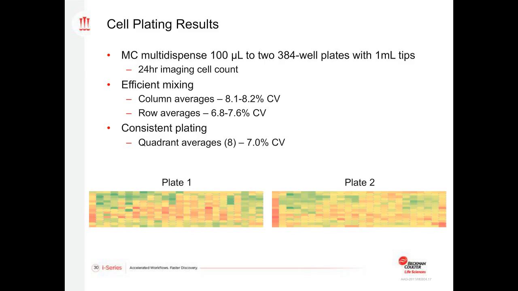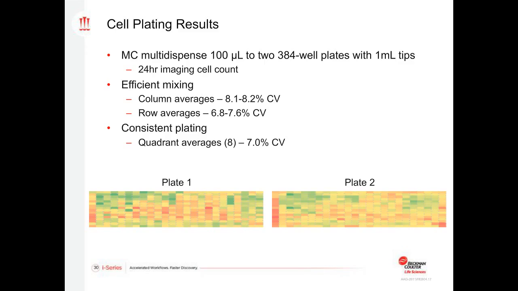We then looked to see, did we get consistent distribution of the cells across the plates? So essentially, did our mixing in the reservoir work? Did we get roughly equivalent cells in all regions of the plate? And that's really 8.2% or lower across all the columns and all the rows across both of the plates.